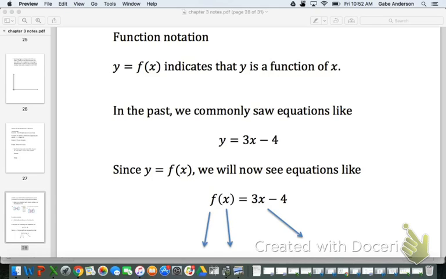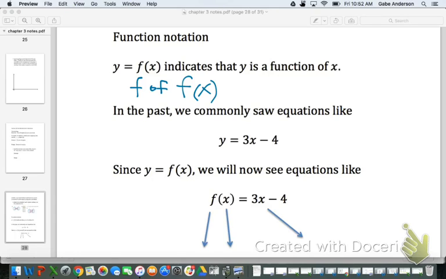Can anybody tell me how you read this notation? The F parentheses X. How do you say that? Go ahead. F of X. It's F of X, right? It's not Fx or F times X, definitely not. It is F of X. F of X. There we go.